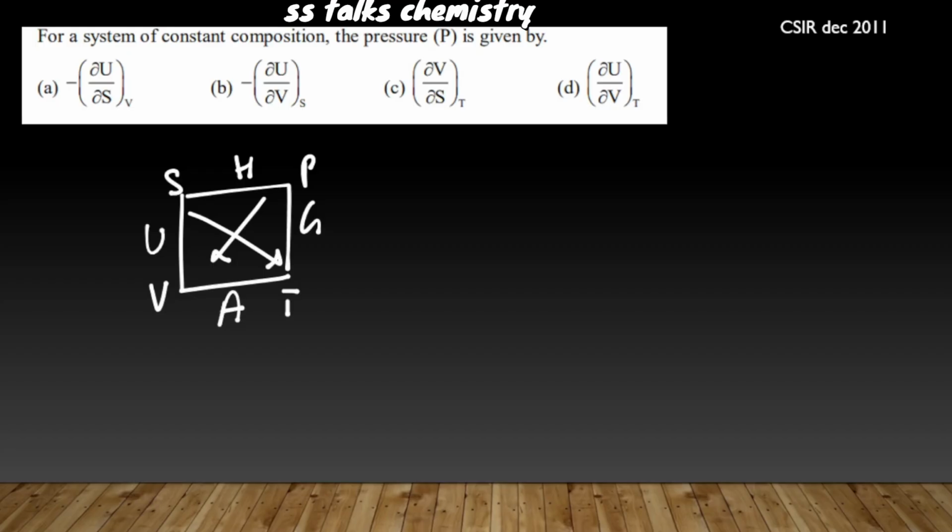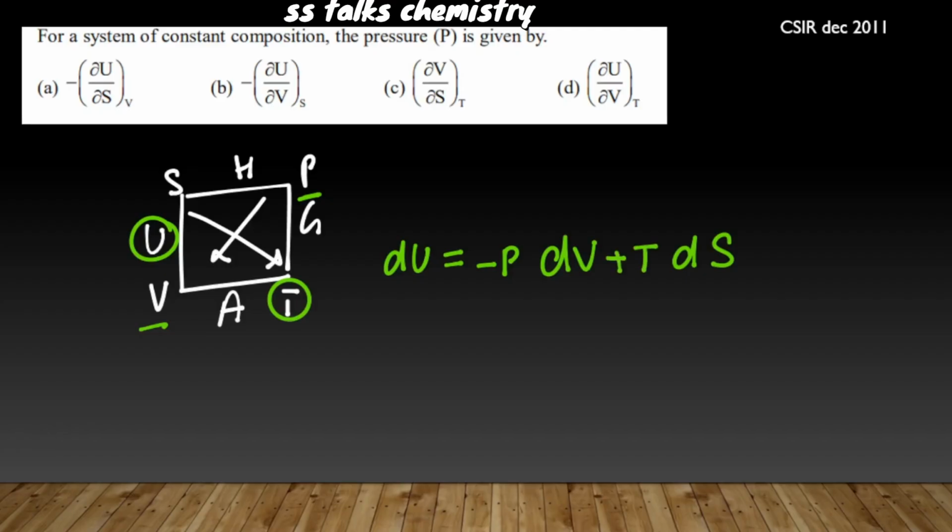So here we have to find the value of the pressure now. We know that dU depends upon dV and upon the entropy. Opposite of the volume we have the pressure, and the arrow from the pressure is going away from it, so it is minus PdV. For dS, opposite of this we have the temperature. The arrow is going towards it, so it is plus TdS.